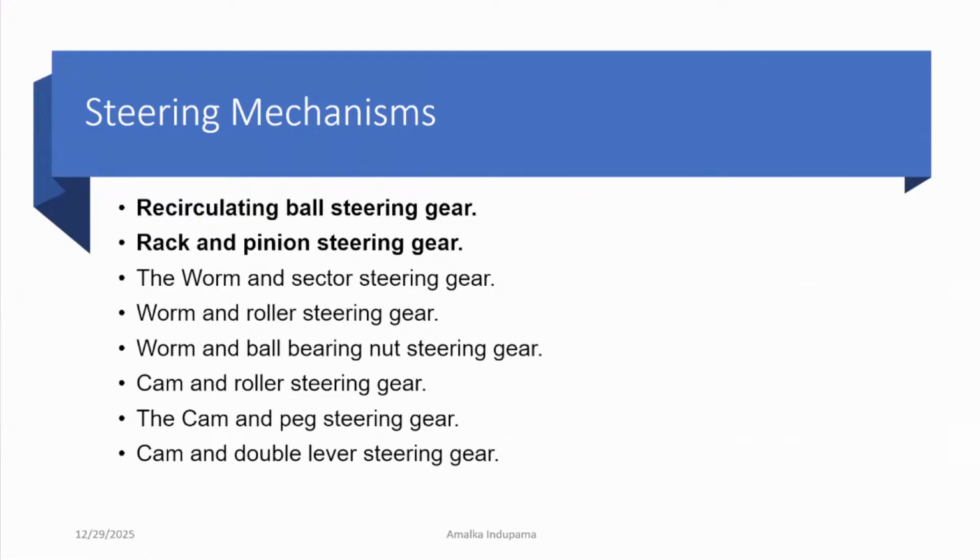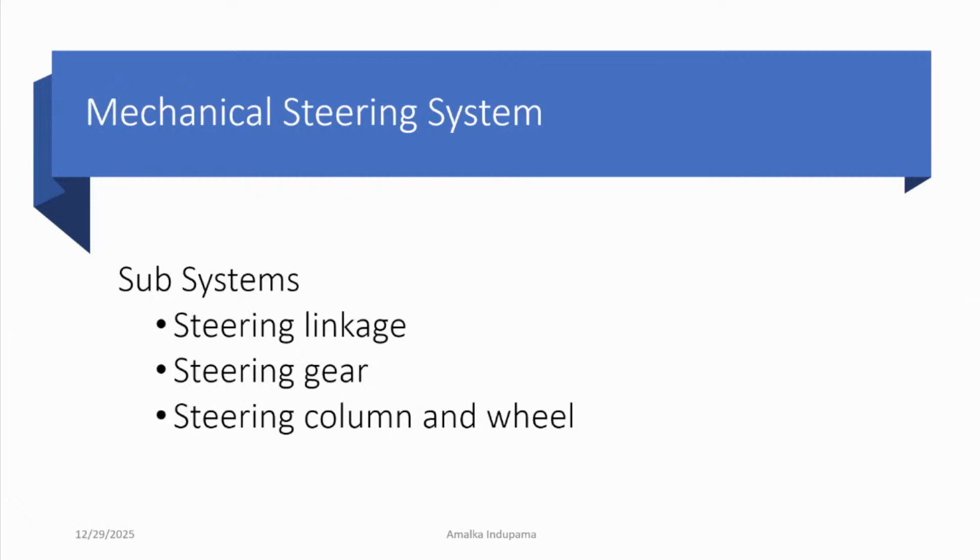When we discuss steering mechanisms, there are a lot of them, right? But under your curriculum, we are going to study the recirculating ball steering gear and the rack and pinion steering gear, right? Based on the vehicle manufacturer and the applications, there are a lot of steering mechanisms, but compared to others, rack and pinion is the most common, and the recirculating ball steering gear is also pretty common in heavy duty vehicles, right? So I selected these two for further discussion.